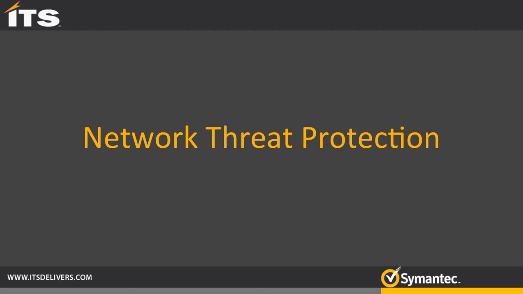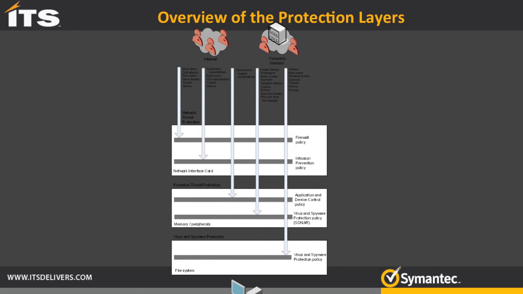The management server enforces each layer of protection by using an associated policy that is downloaded to the client. The overview shows the categories of threats that each type of protection blocks. Network threat protection protects at the network interface card with firewall policy and intrusion prevention policy. Proactive threat protection protects at the memory and peripherals layer with the application and device control policy and the virus and spyware protection policy, SONAR. Additionally, virus and spyware protection provides protection to the file system with the virus and spyware protection policy.